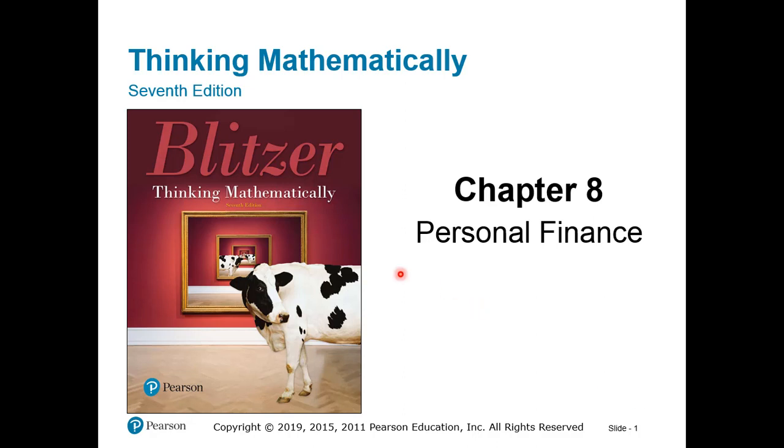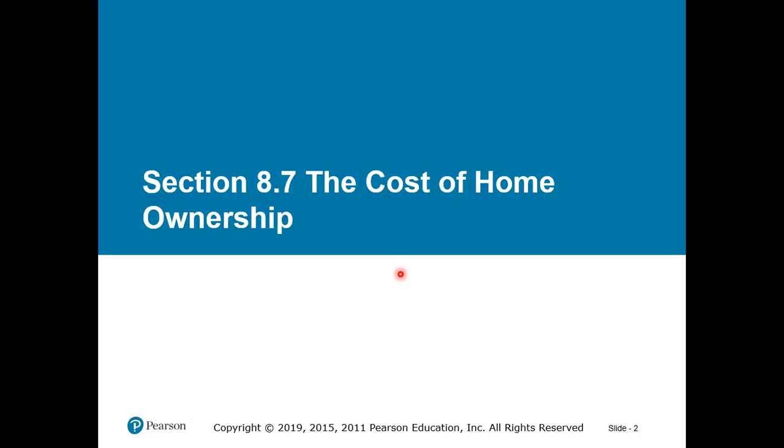Okay, welcome back, and this is section 7 of chapter 8. So we're almost to the end. Now we're going to talk about the cost of home ownership, and specifically the amortization of a home mortgage. This is not going to take long, but it's important for you to understand how this works, because it's going to save you a lot of money.